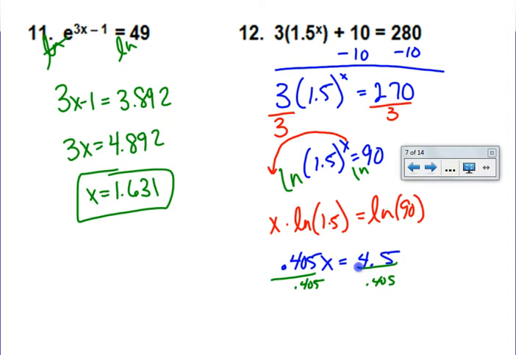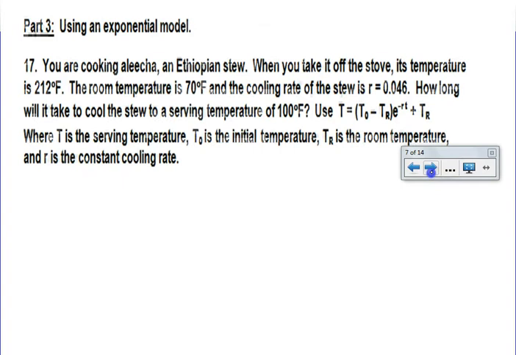And we get 11.111. And again, depending on how you round, you might have a little different answer.